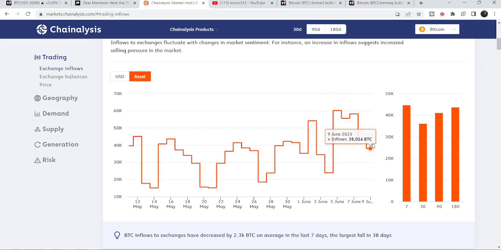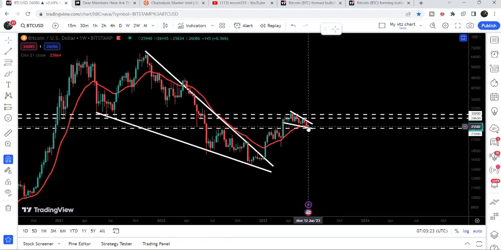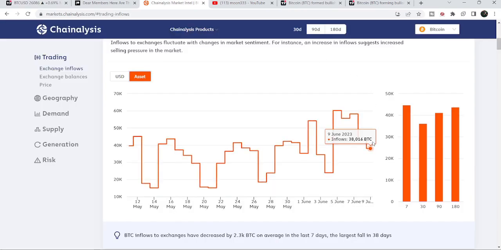Therefore, there is a probability that the price can start a recovery move, and it may try to break out the resistance of this falling wedge pattern, unless there will be more Bitcoin transferred to the exchanges for more sell-off. So far, the situation seems to be quite controlled. You can see it has quite decreased now.